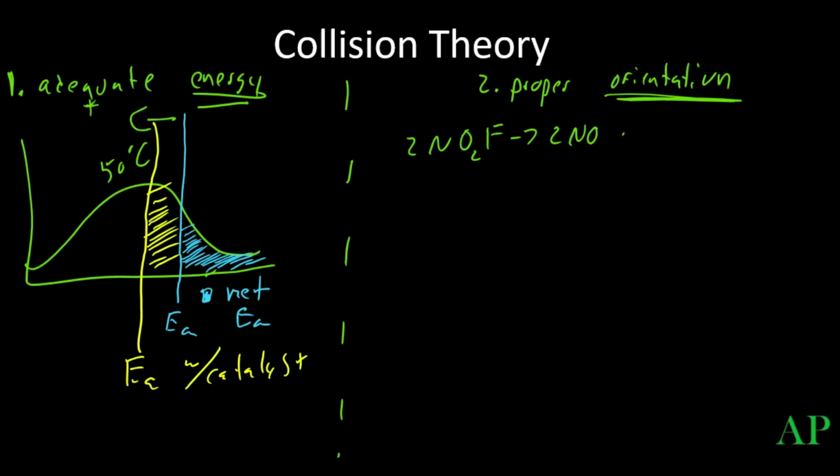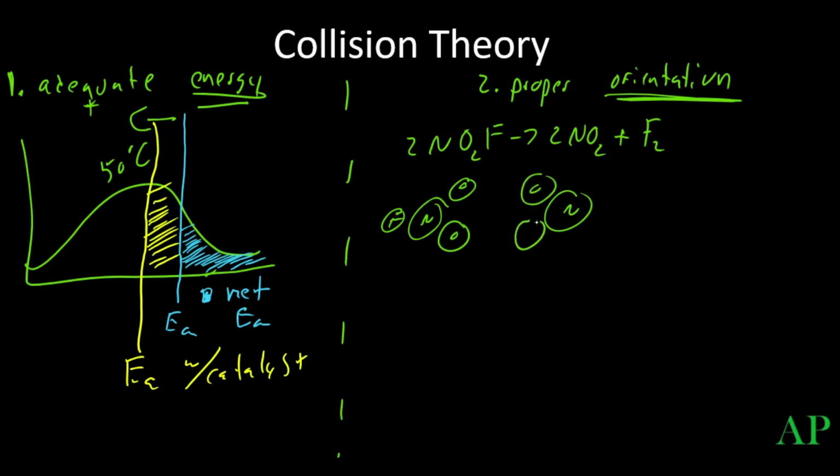And it will decompose as follows. So 2 NO2F is going to break down to make 2 NO2s and diatomic fluorine. How does this happen? If you were to draw the actual molecule itself, imagine I have nitrogen here, and then oxygens, and fluorine. And the same thing on this side: oxygens and fluorine. Say these guys had enough energy to actually react.